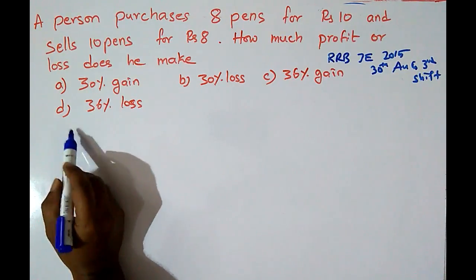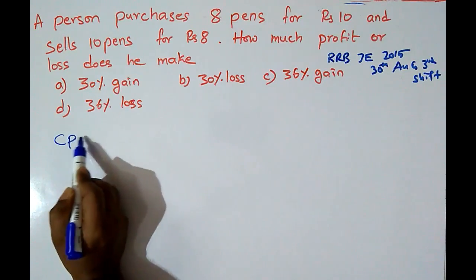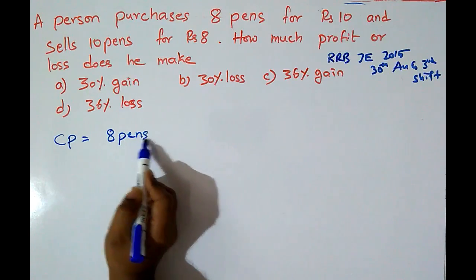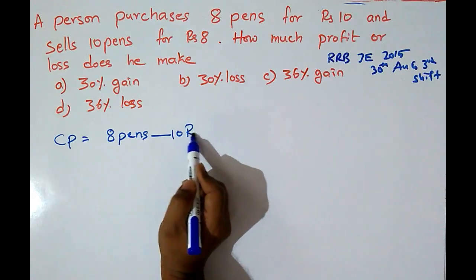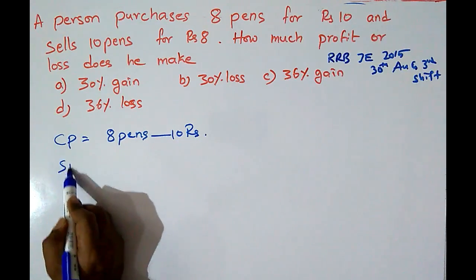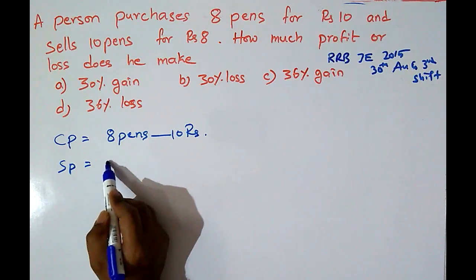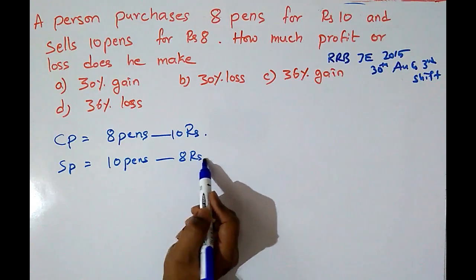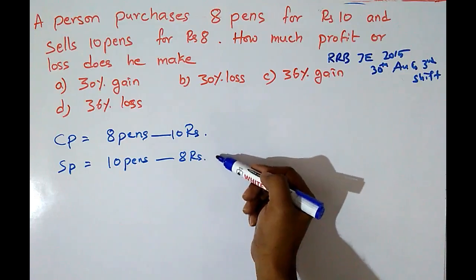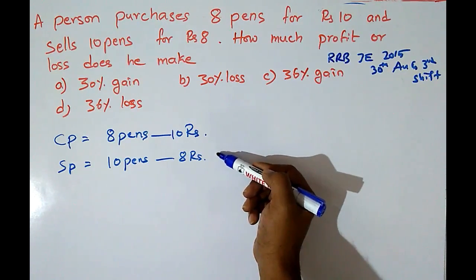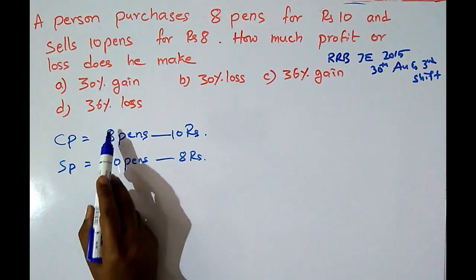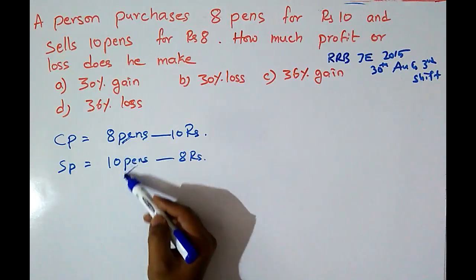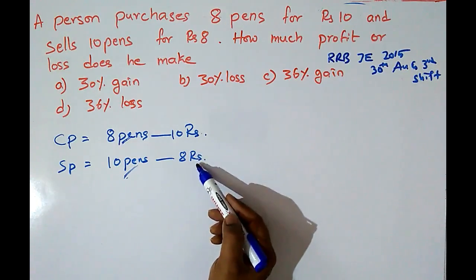See, friends, the cost price for the person who purchased: he purchased 8 pens for 10 rupees and he sells 10 pens for 8 rupees. From this data, we can't find the profit and loss. What we can do is equate either the articles or equate the amount.